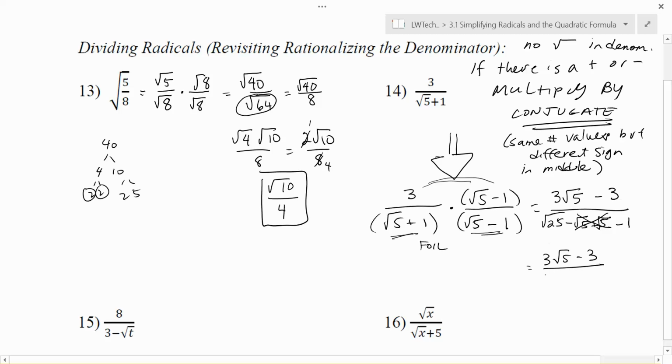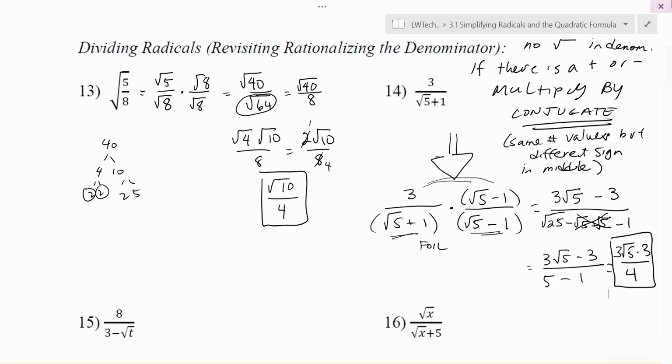On the bottom, I have the square root of 25, which is 5. These terms, negative radical 5 plus radical 5, is 0 radical 5. And then I still have the minus 1. And I can do 5 minus 1, which is 4. So 3 radical 5 minus 3 over 5 minus 1 gives me 4 on the bottom. And this would be my most simplified expression for this division where we have radicals involved in my expression.